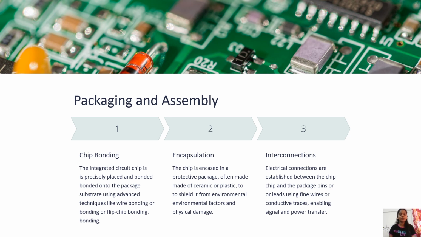Packaging and assembly. Chip bonding. The integrated circuit chip is precisely placed and bonded onto the package substrate using advanced techniques like wire bonding or flip chip bonding. Encapsulation. The chip is encapsulated in a protective package, often made of ceramic or plastic, to shield it from environmental factors and physical damage.